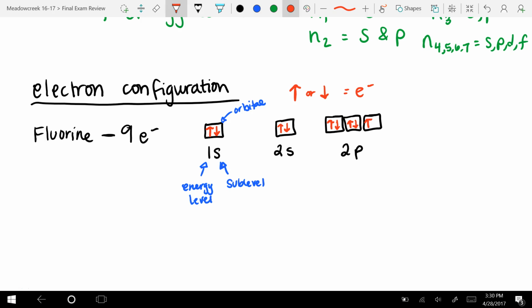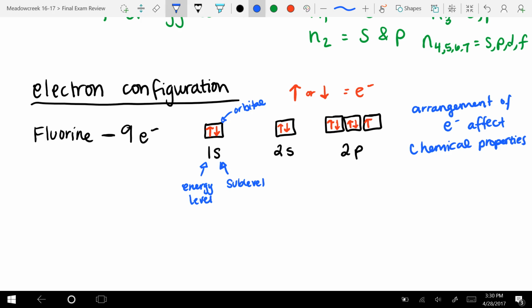Now, how these electrons are arranged affects the chemical properties. The arrangement of electrons affects chemical properties, and we are going to see this a lot in our periodic table unit.